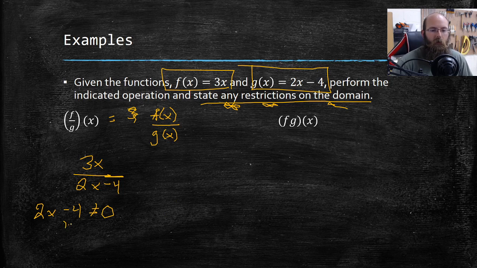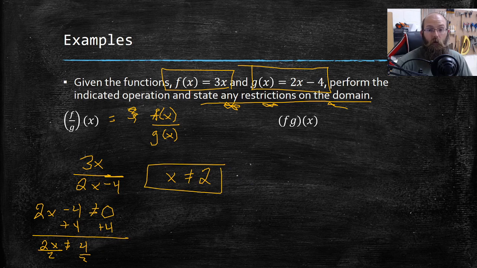So I then have to solve for x. I'm going to add 4. And now I have 2x cannot equal 4, so I have to divide by 2. And now I know that x cannot be 2. 4 divided by 2 gets me that 2. X cannot be 2. That is the restriction on my domain. Domain is inputs. I can't plug in a 2. Doesn't work. Then I'm looking over here. F times g, because there's nothing written in the middle.